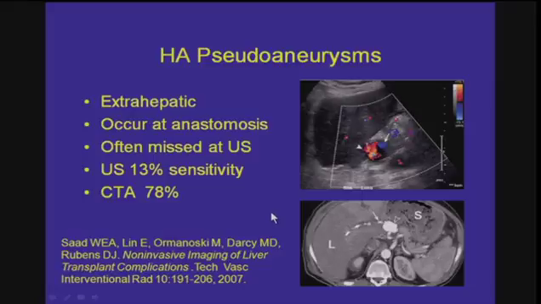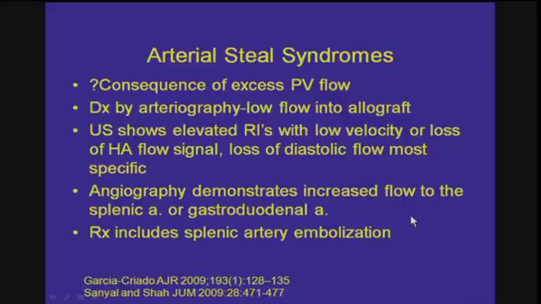The other vascular abnormality you should be aware of is hepatic artery pseudoaneurysm. They're usually extrahepatic. They occur at the anastomosis. We often miss them at ultrasound if we don't look for them carefully. CT angiography is much better at finding them than we are at ultrasound. These are certainly at risk for rupture, and you can see this one here is fairly large, and these need to be embolized with coils or bypassed with a stent and then thrombosed.